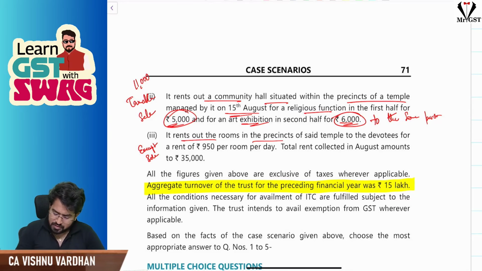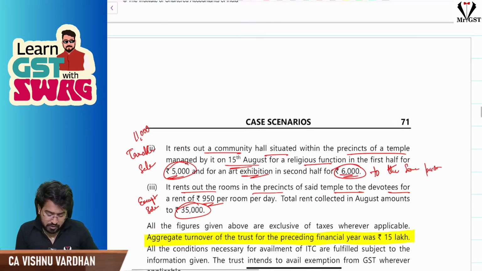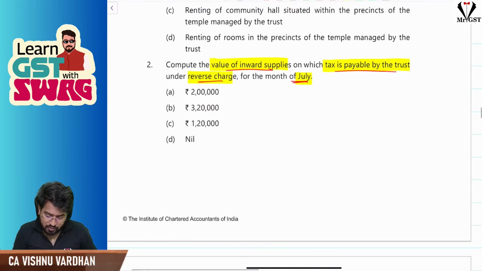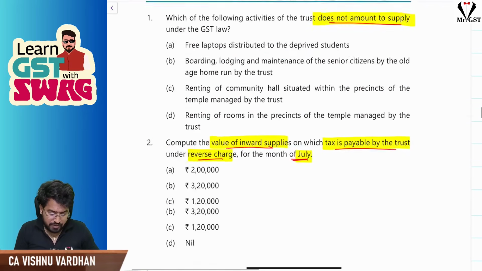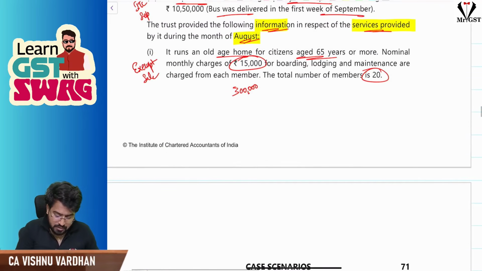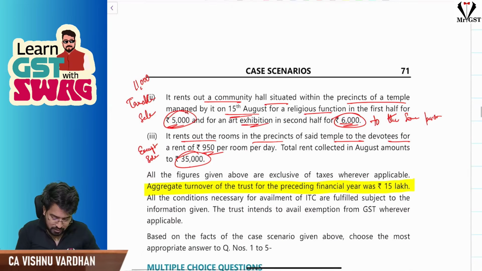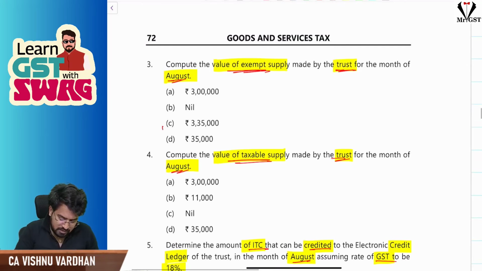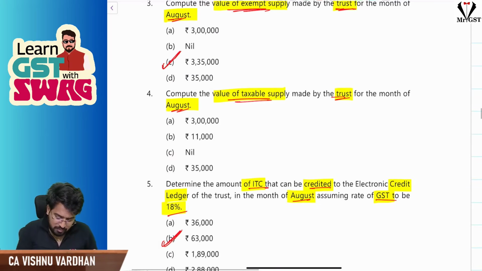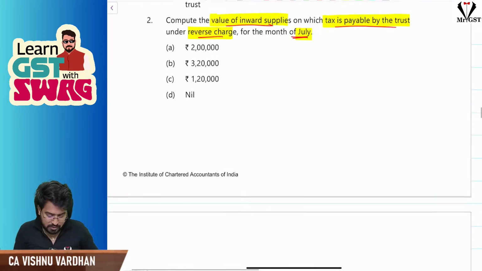It rents out rooms to temple devotees at 950 per day. If it is less than 1,000 per day, it is exempt, and from that they are collecting 35,000. So that is exempt sale. And now they have asked value of exempt supplies and value of taxable supplies. Correct. Value of exempt supplies by the trust is 3 lakh and 35,000. Taxable supplies 11,000. So value of exempt supplies is 3 lakh 35,000, and value of taxable supplies is 11,000. Okay, that is the case.